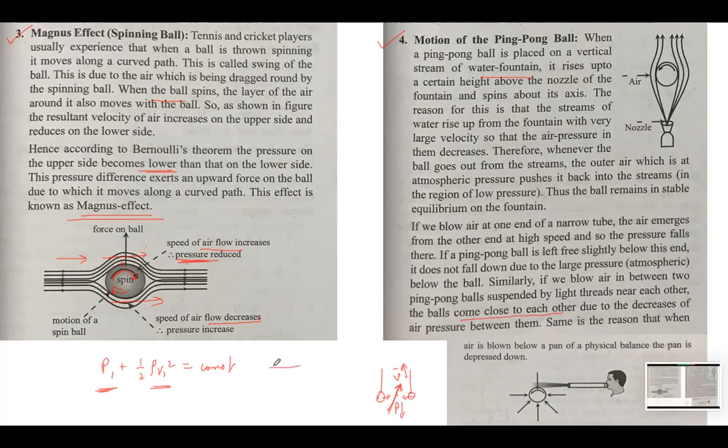So let's say we have a physical balance. Now when you blow air here, the pressure will be less, so this pan will come down. That's what they are saying.